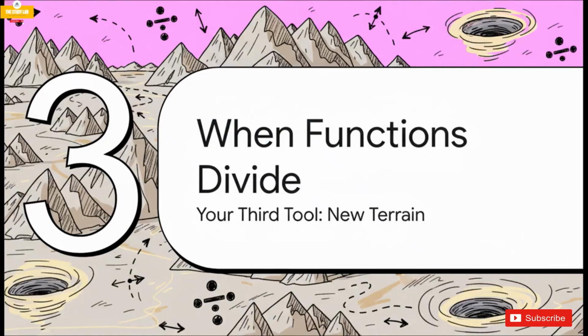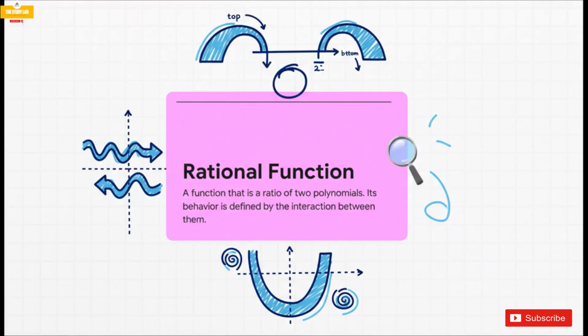Okay, we've got the basics down. Now we get to the main event. Our third tool is what lets us navigate the really weird and interesting new territory of rational functions, the ones that involve division. So what is a rational function? Well, it's really just a fraction where both the top part, the numerator, and the bottom part, the denominator, are polynomials. And all that wild behavior we saw in that first graph, it all comes from the push and pull, the tug of war between what's happening on top and what's happening on the bottom.